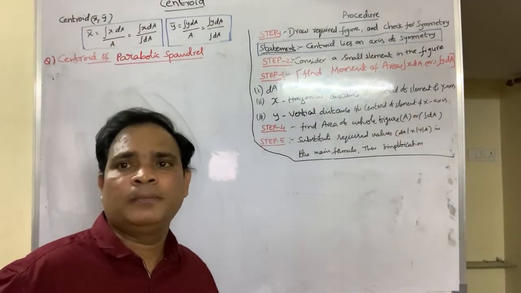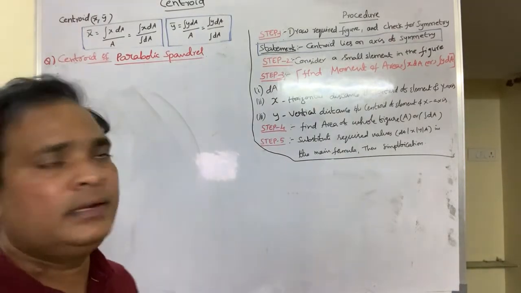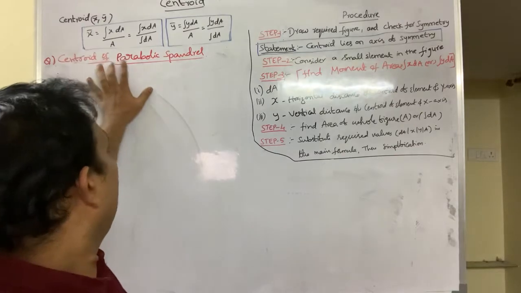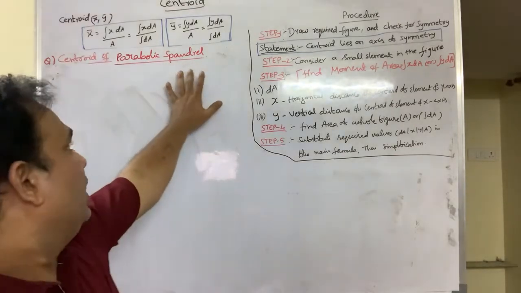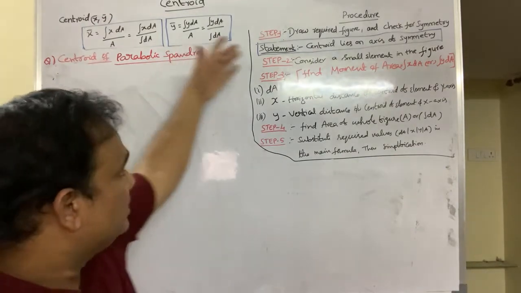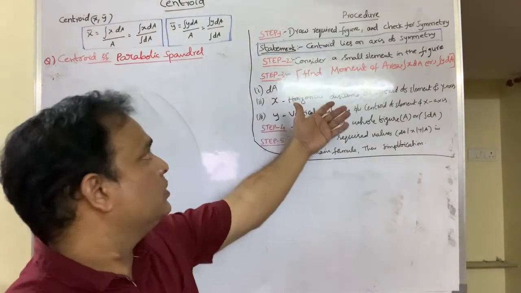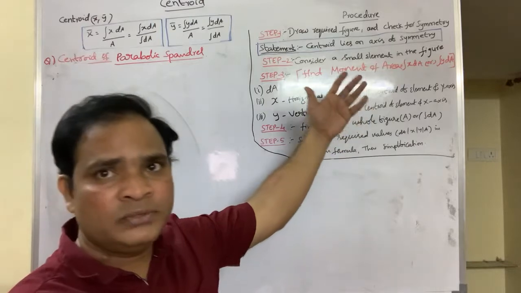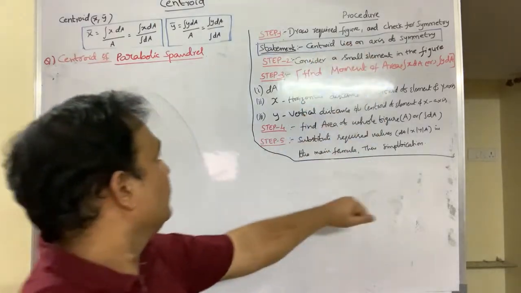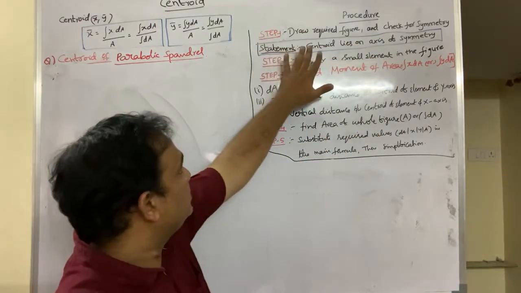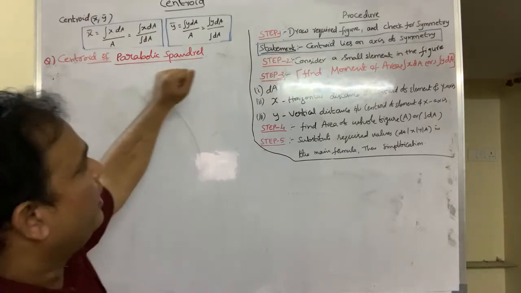Hello everyone. In this video we are going to locate the centroid of a parabolic spandrel. To find these centroids, there is a procedure consisting of 5 steps, and I have explained it clearly in my previous videos. You can watch it if you want. Here I will directly apply the steps to find the centroid.